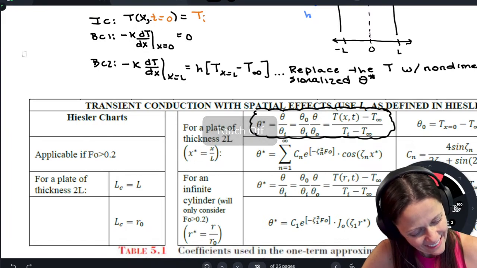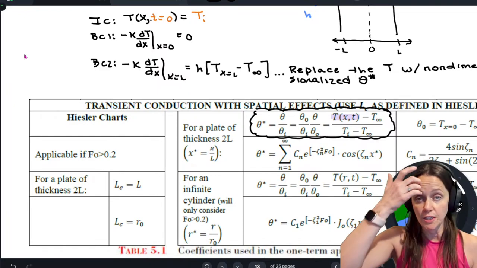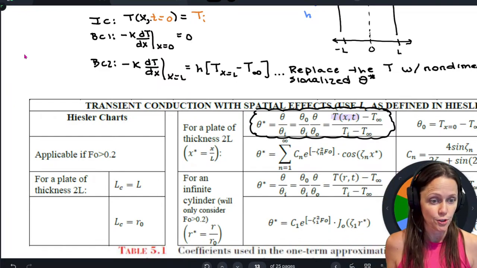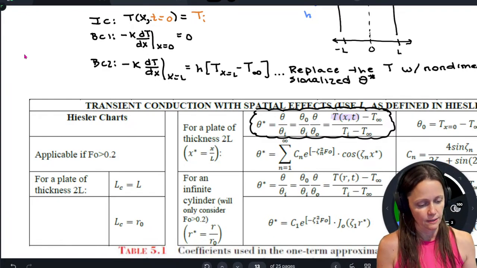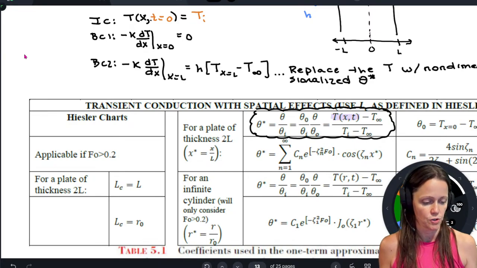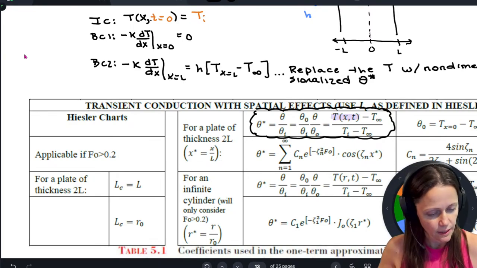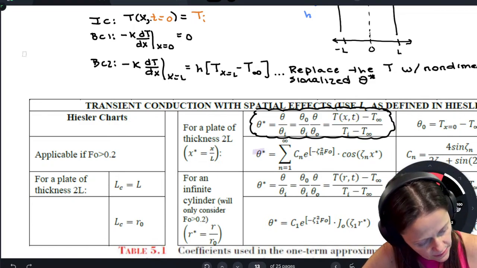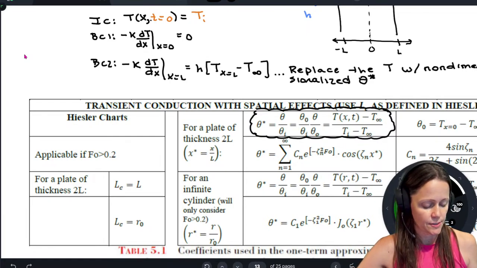Okay. So it's our theta star here, and this is equal to the temperature at whatever particular position and time that we're interested in. And then, of course, we've got a T infinity and a T initial, and those things are self-explanatory. All right, so that's this guy. And then we have this series solution.